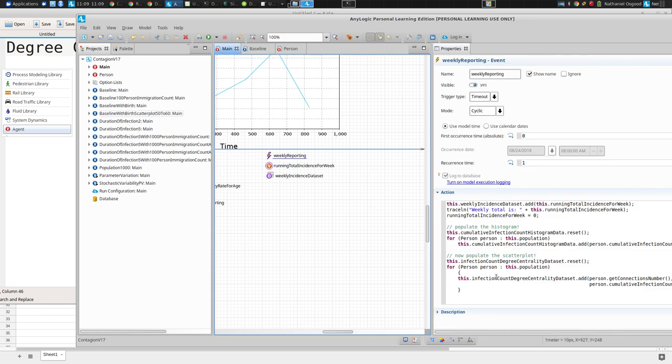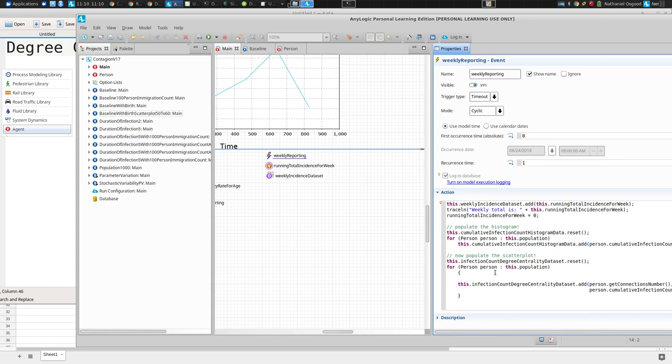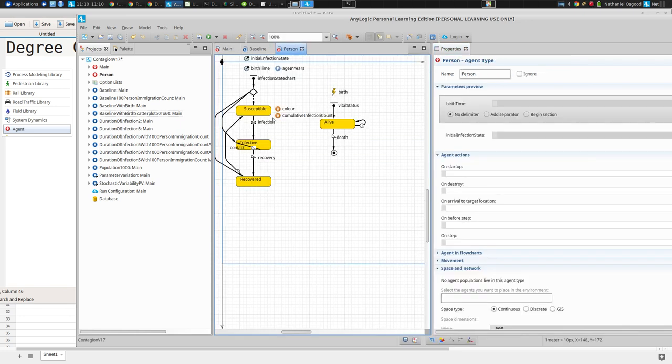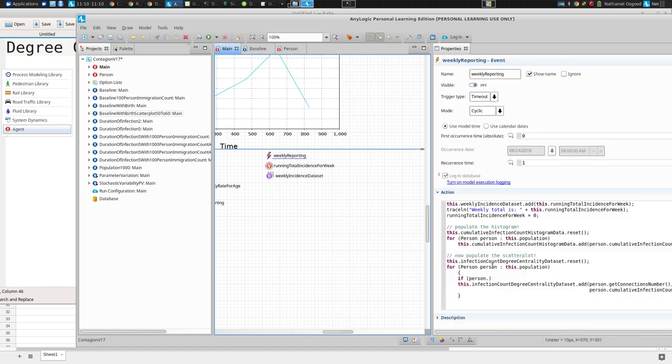So in the event, what do I have to do to make sure that only those within that age range are shown? I have to check the person's age. Okay? So here, within this for loop, I'll say if, and I'll say person dot current block. I thought we had their age as age in years. Person dot age in years, ladies and gentlemen.